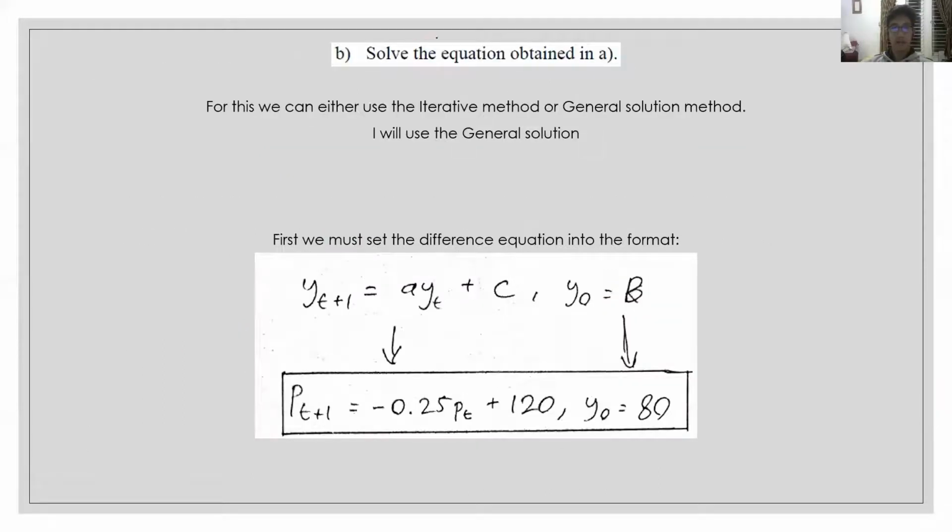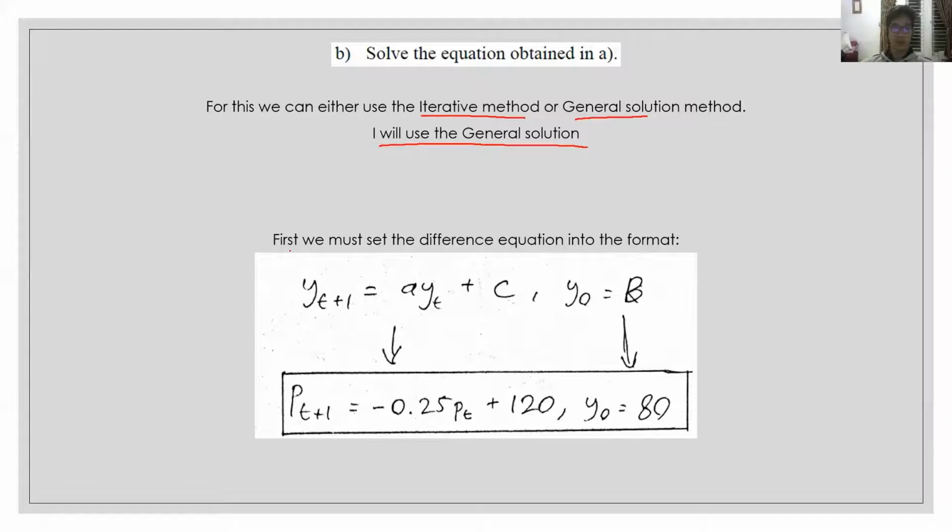Now that we know our difference equation, we can find a general solution for it. For this, we can use the iterative method or the general solution method. I will use the general solution method because it is a simpler method compared to the iterative method, which is longer.